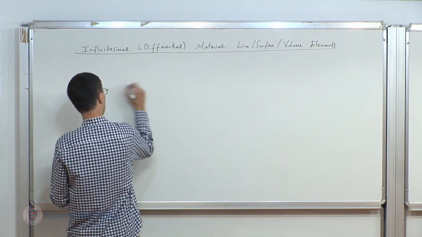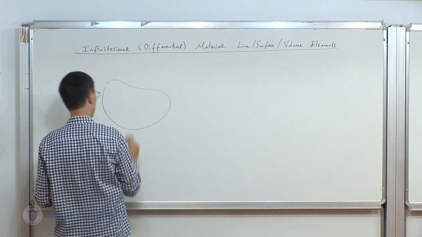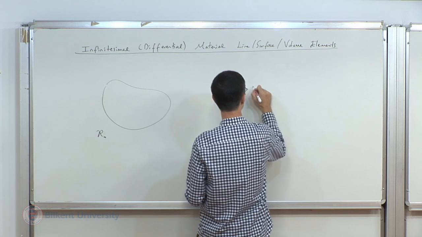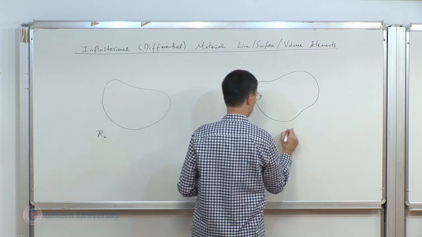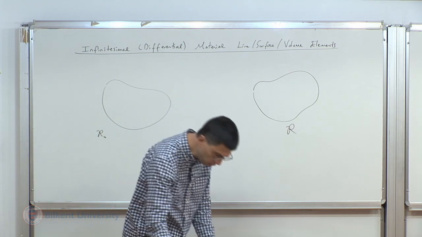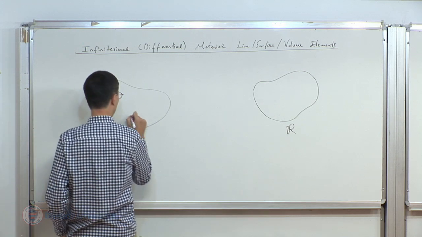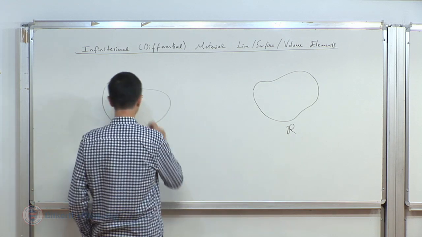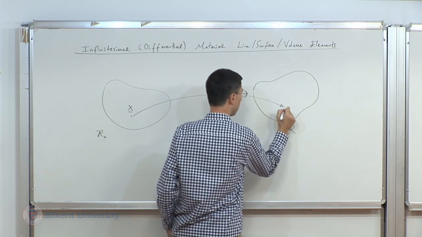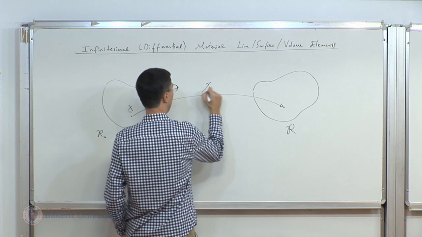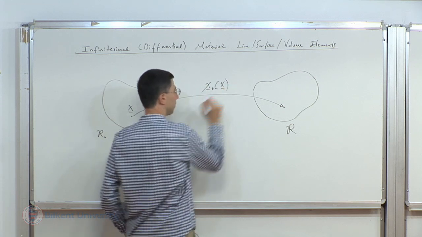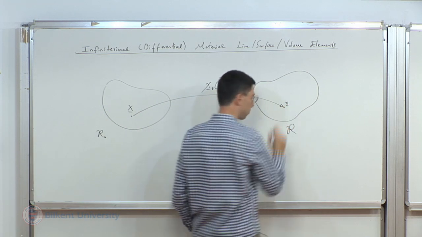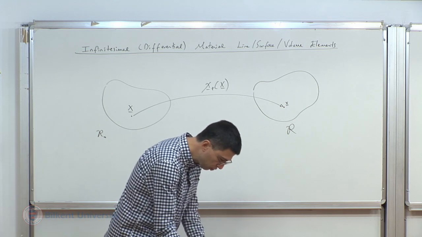And for this purpose, let's again recall our generic setting where we have a reference configuration, R0. And this configuration will eventually be mapped to a current configuration, R. And we are interested in what happens at a certain point. And that point is capital X. And this point will be sent through the motion map, chi of t of capital X, to the current position of the point, let's say small x.